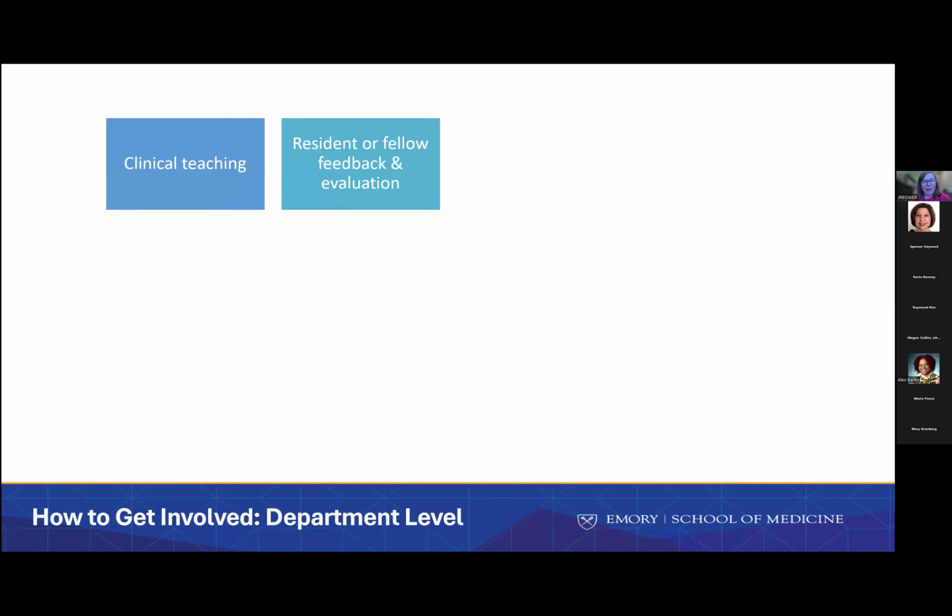Clearly, if you have a resident or a fellow with you in clinic or in the hospital or in radiology or wherever you are, pathology, then clinical teaching will be something you're engaged in. It's sort of a given that we know how to do that, but there's definitely skills to be developed in that space. And in particular, a reminder to be engaged as well in the resident or fellow feedback and evaluation.